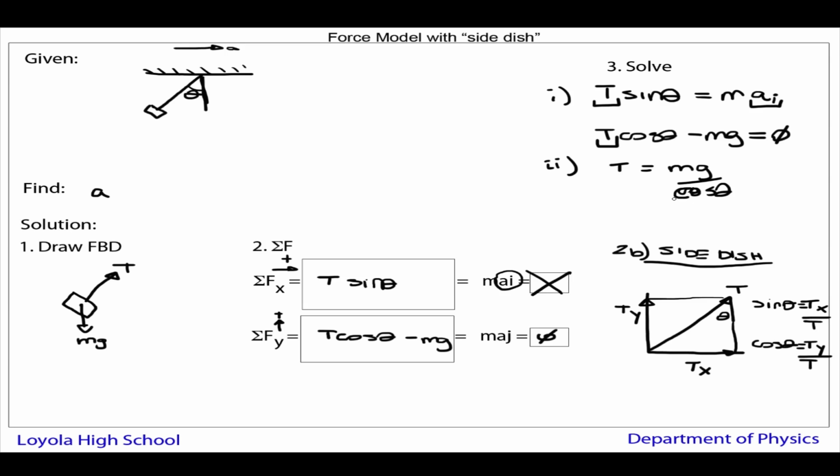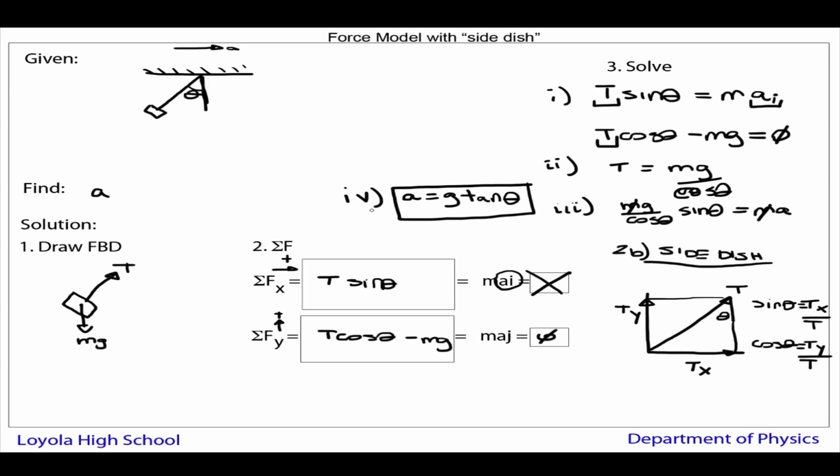Once I know what T is, I can plug it back into the first equation, the x equation, to solve for the acceleration in the x direction. Step 3: mg over cosine theta times the sine of theta, so there's a tangent sitting there, equals ma, and the m's cancel. I'll do step 4 over here for lack of space. On your homework, you'll have a little more space. a is equal to g tangent of theta.